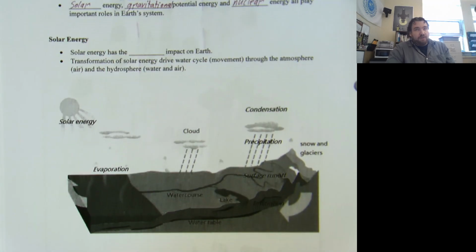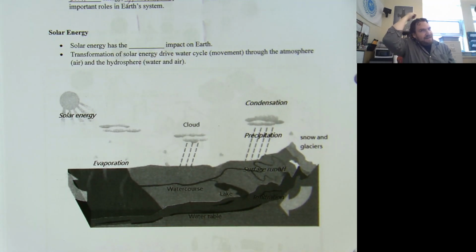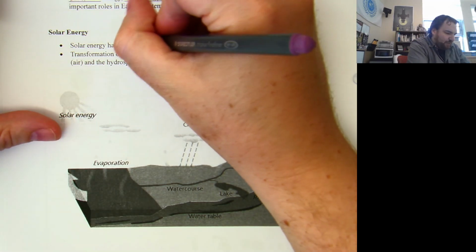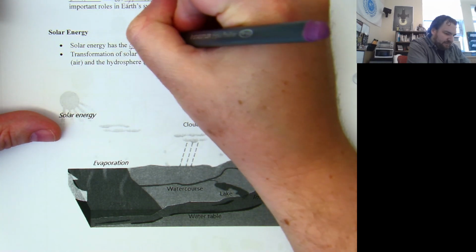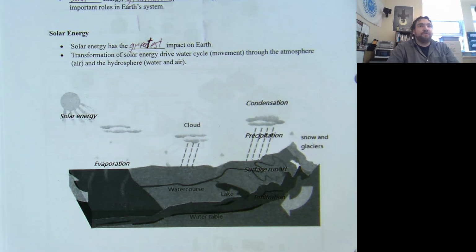So here we go. Solar energy. None of this will be earth-shattering. This is elementary school science right here. Of these three, solar energy has the greatest impact on Earth, and it makes sense that it would. The sun goes out, we all die. It's too cold. Life will not be sustaining on this planet.